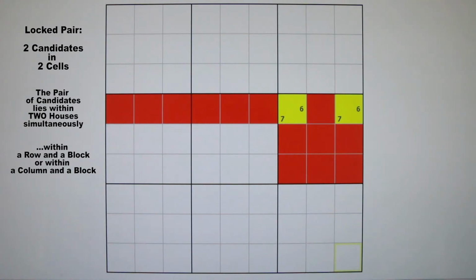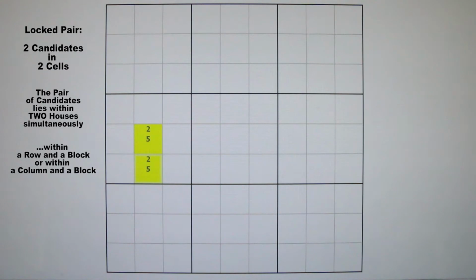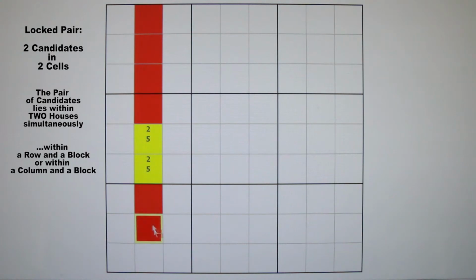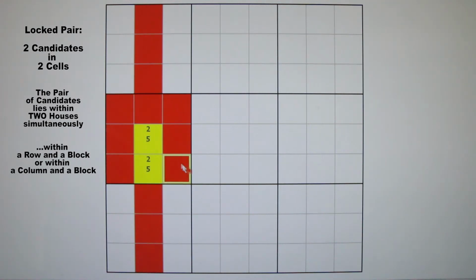Now let's take a look at a column. And as before, we have a naked pair of 2 and 5 and 2 and 5 that lie in column 2. But this time they also lie within block 4. So that means you can eliminate any candidate 2 or any candidate 5 from all 13 of these cells. Again, there may not be any there, but if there are, they have to be false because those two yellow cells must be solved with a 2 and a 5.